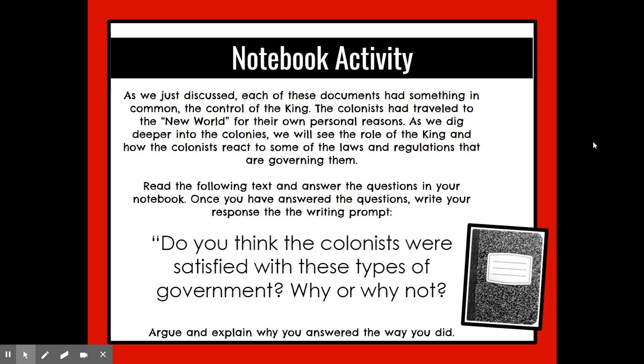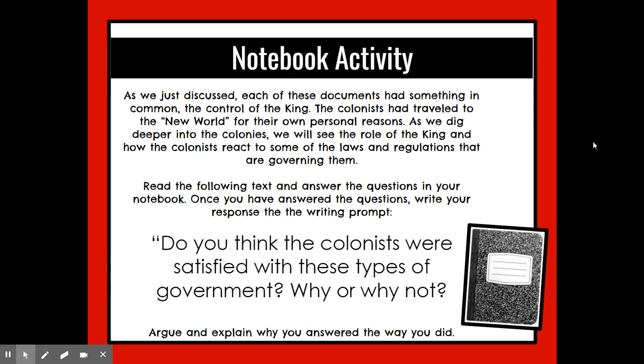The colonists traveled to the New World for their own personal reasons. As we dig a little bit deeper into the colonies in the days to come, we're going to see the role of the king and how the colonists react to some of the laws and regulations that are governing them.